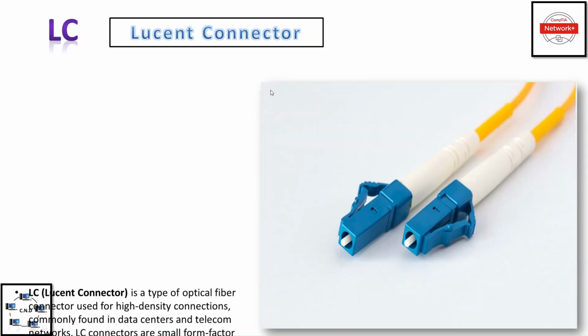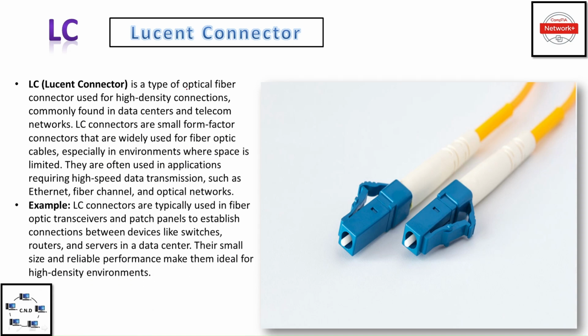LC, that is Lucent Connector. So LC, Lucent Connector, is a type of optical fiber connector used for higher density connections commonly found in data center and telecom networks. LC connectors are small form factor connectors that are widely used for fiber optic cables, especially in environments where space is limited. They are often used in applications requiring high speed data transmission, such as Ethernet, Fibre Channel, and optical networks.